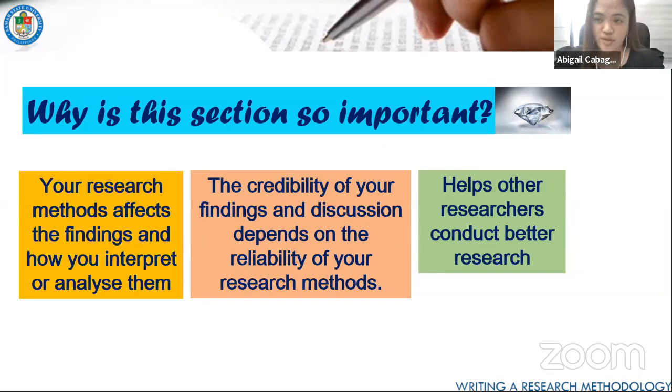This is the section of the paper that is being looked into if we are going to replicate a study. So if we have a good method, then other researchers will also be able to come up with, or yield, a better research. So we have to make sure with our methods.